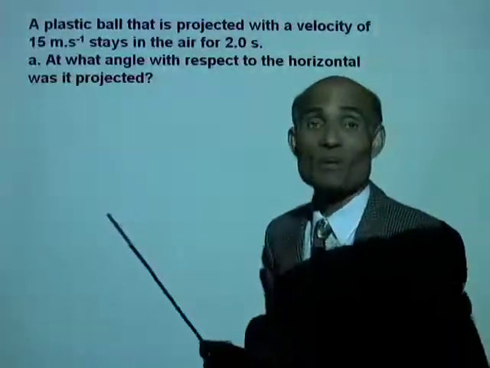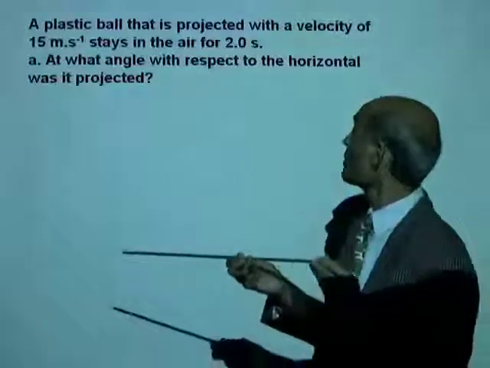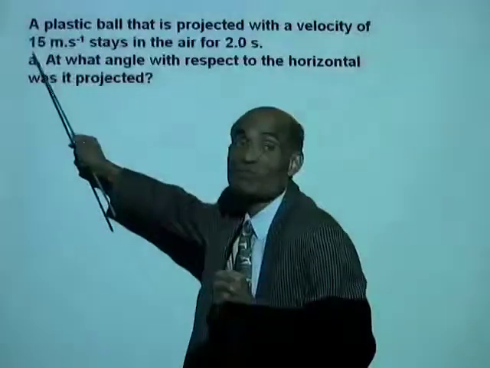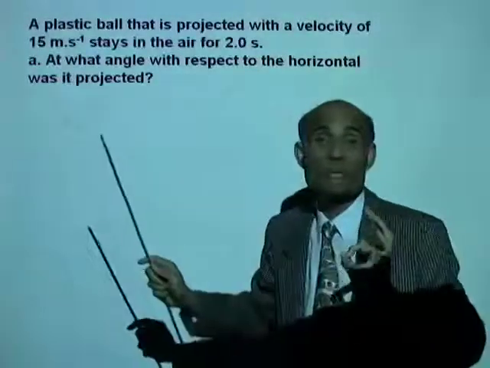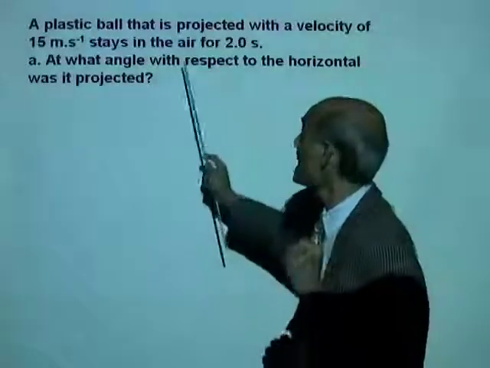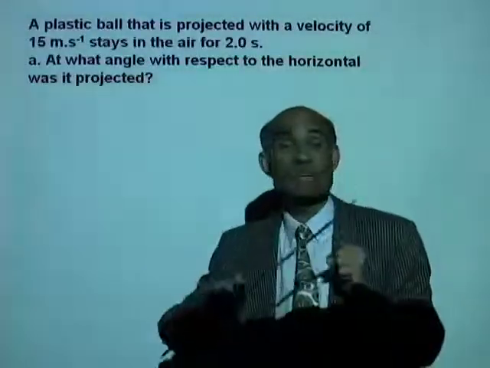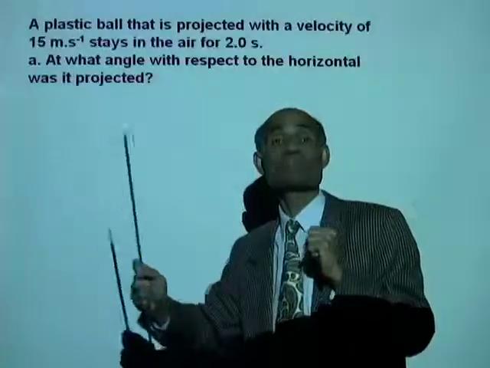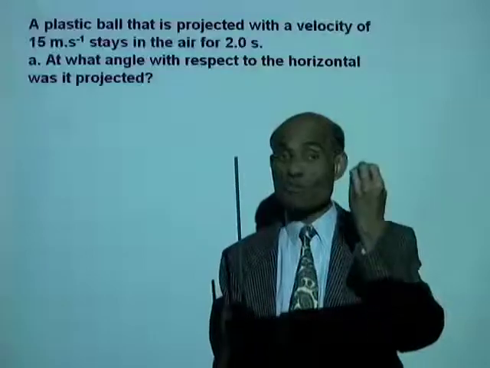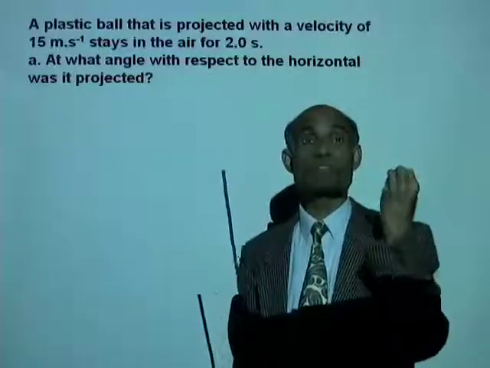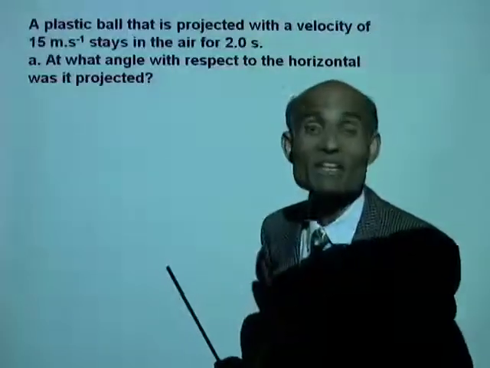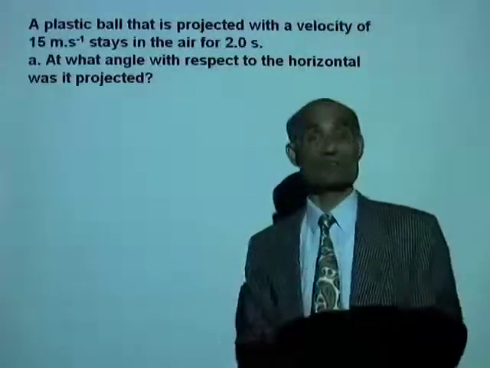In other words, what are the given things? We are told that the projectile was projected with a velocity of 15 meters per second. That is V0. And it stays in air for 2 seconds. That is the time of flight. We know the initial velocity, the velocity of projection V0. We know the time of flight. We need to find the angle of projection.